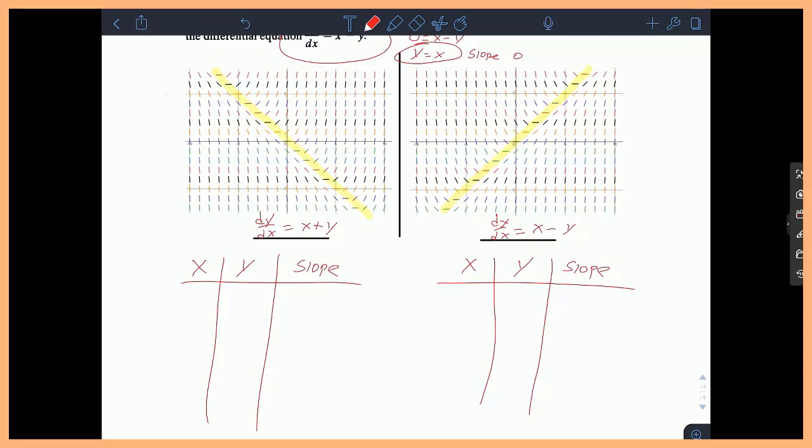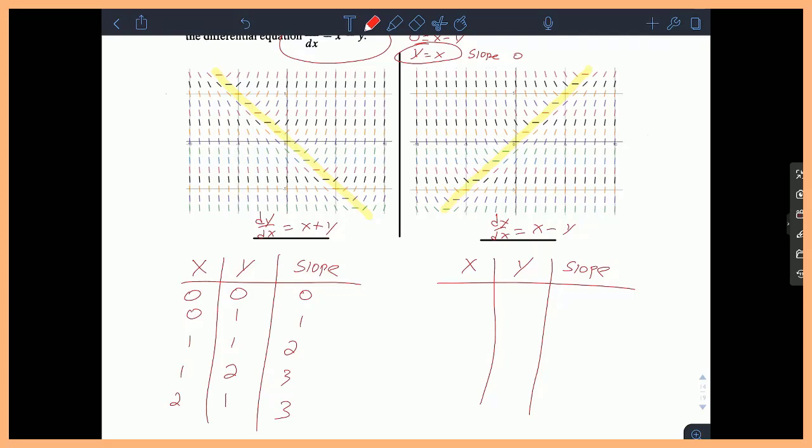Let's test some points. Let's test 0, 0. If we plug 0, 0 into the differential x plus y, we get a slope of 0. How about if we try 0, 1? Well, we'd get a slope of 1. It'd be 0 plus 1, right? dy/dx gives you 1. 1, 1 would give you 2. 1, 2 would give you 3, 2, 1 would give you 3. Just plugging the x and y value into dy/dx gives you the actual slope that this linear line segment should have.